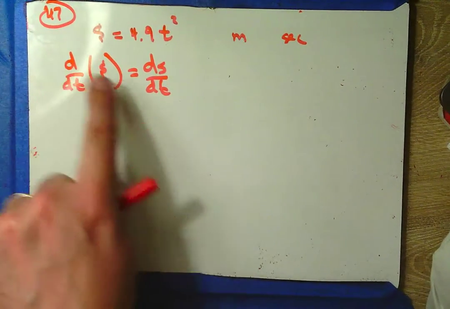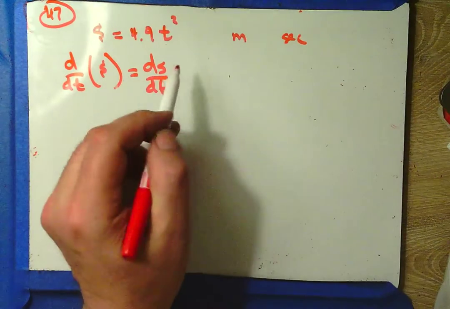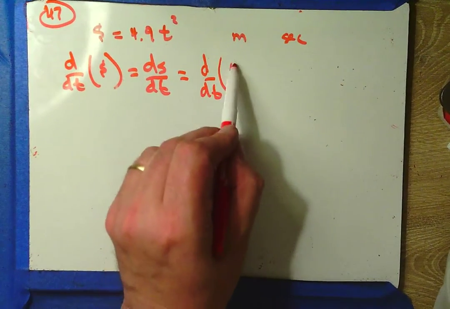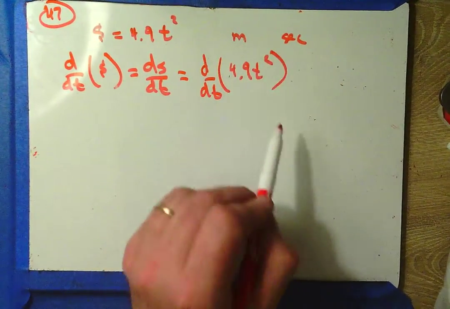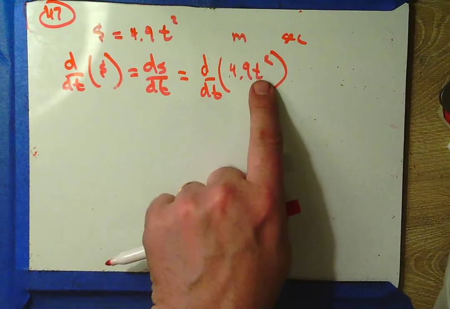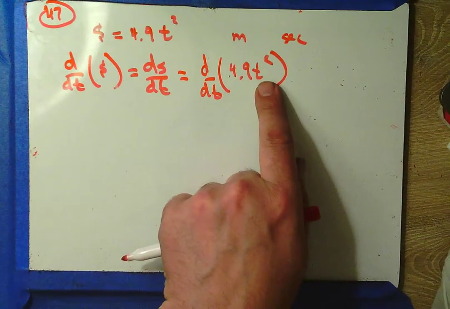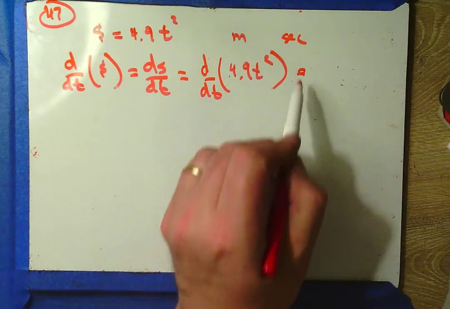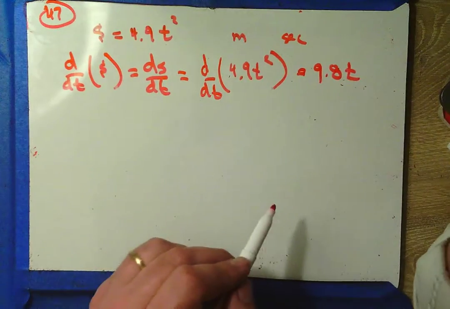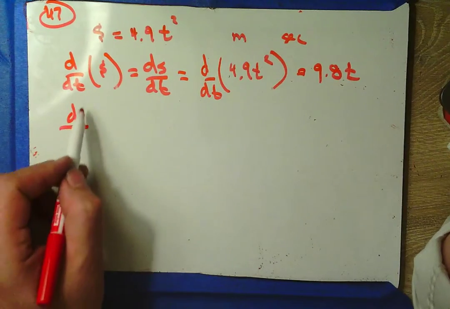I take the derivative of s with respect to t. So I have to also take the derivative with respect to t of 4.9t squared. Well, again, I have a constant times a function, and the derivative of a constant times a function will be that constant times the derivative of the function. The derivative of t squared is 2t, and so I get 2 times 4.9, or 9.8t. That's the first derivative.